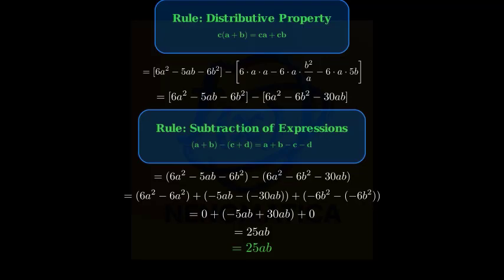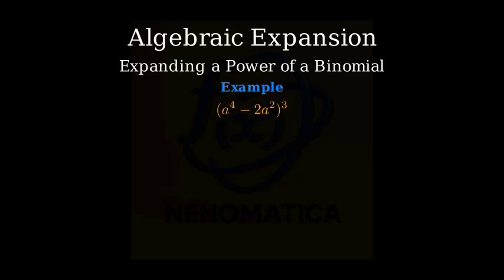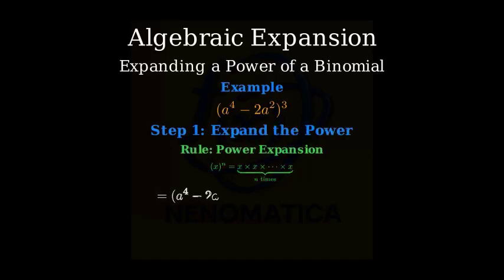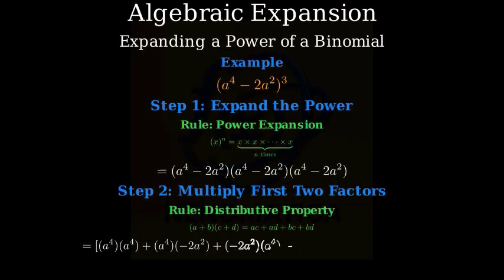Let's summarize what we've learned. When expanding algebraic expressions, we have a to the fourth minus 2a squared, all raised to the power of 3. Our first step is to understand what this power means. When we have a quantity raised to the power of 3, we're multiplying that quantity by itself 3 times. So we can rewrite our expression as a product of 3 identical factors. Now, let's multiply the first 2 factors. We'll use the distributive property, multiplying each term in the first factor by each term in the second factor. This is similar to applying the FOIL method, but with more terms.